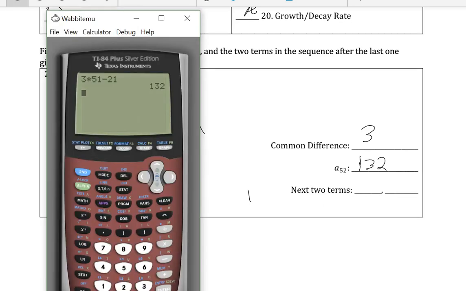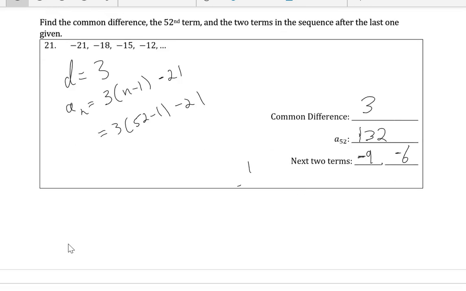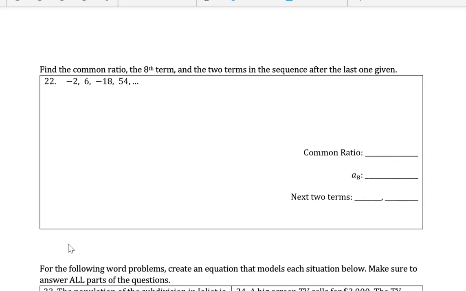Terms in the sequence, so if we just add 3 to those, I'd get negative 9 and negative 6. All right. Find the common ratio, the 8th term, and the next two terms in the sequence after the last one given.